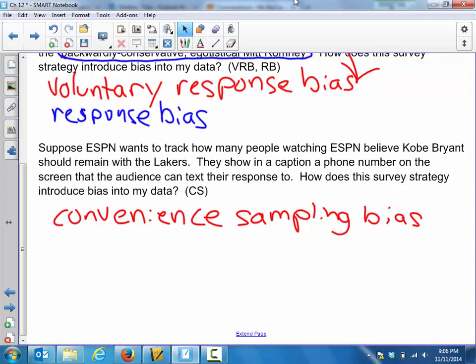So notice again, there's a lot of overlap. They're not well-defined terms that we're using, because convenience sampling bias does not refer to something that is exclusive to convenience sampling bias. It overlaps with voluntary response bias. If you're sending this phone number out that people can text back to, only those who are voluntarily going to respond to the survey will respond to the survey.